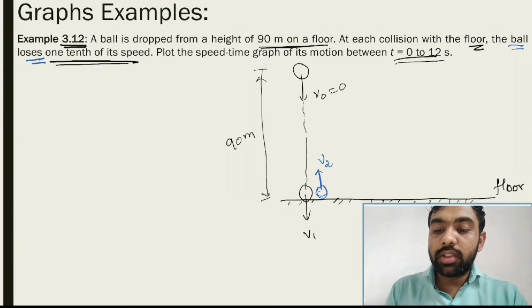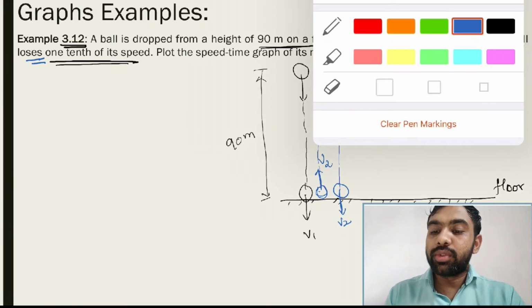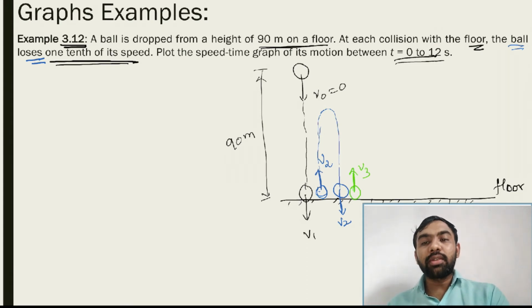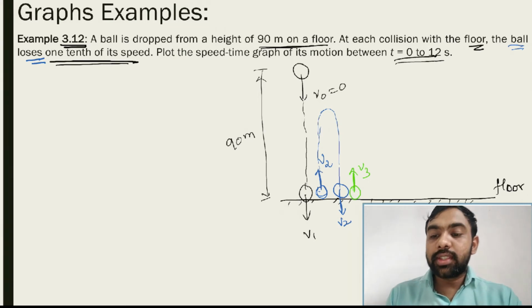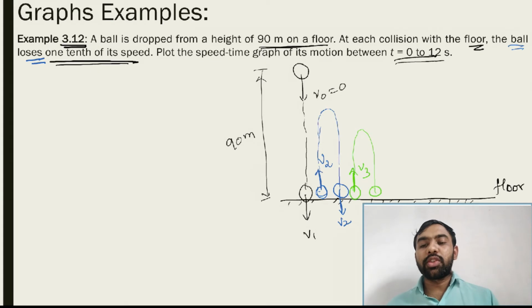Again this ball moves upward, and after some time it comes back. When it rebounds again, the speed is v3. So v3 is 90% of v2, and this type of situation continues up to 12 seconds. Do you understand?